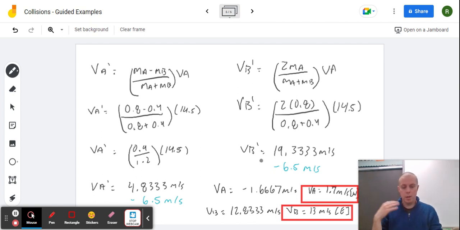So hopefully that helps you understand these things a little bit more and makes the calculations for elastic, perfectly elastic, and perfectly inelastic collisions a little bit easier.